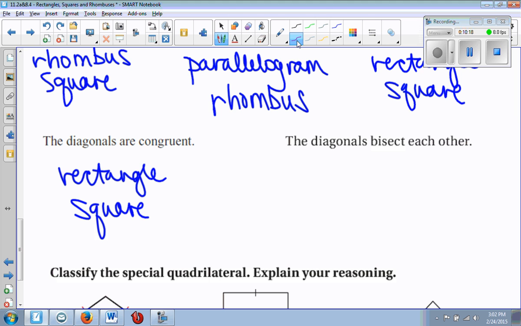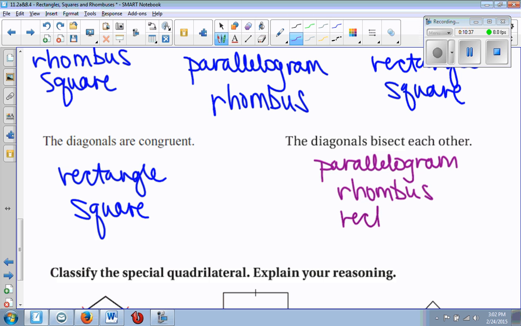The last one: the diagonals bisect each other. That's a basic property of a parallelogram, one of those 5 basic ones that we talked about the first day that we talked about parallelograms. If a parallelogram has that property, that means that every other quadrilateral we've talked about today also has that property. So a rhombus has that property, a rectangle has that property, and a square has that property. In every single one of those figures, the diagonals bisect each other.